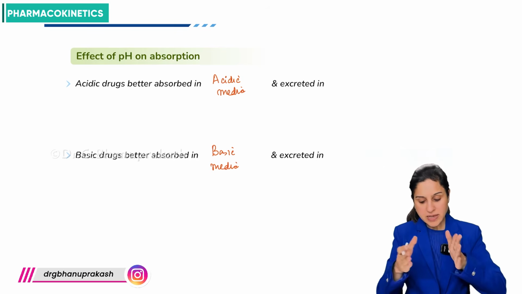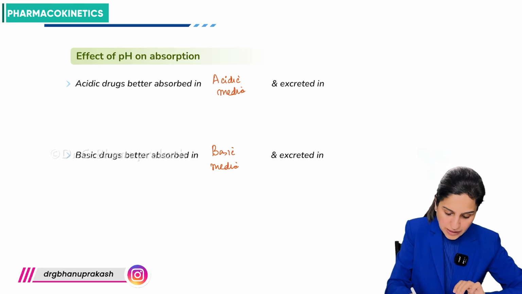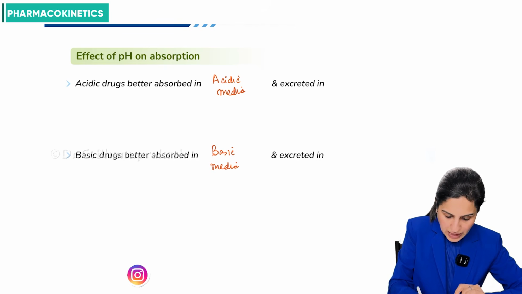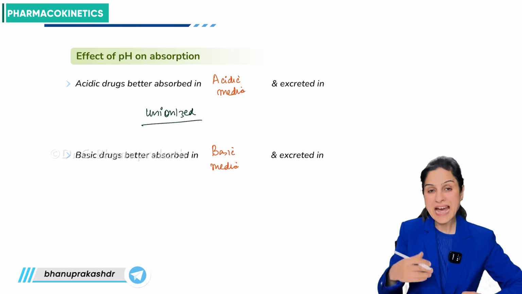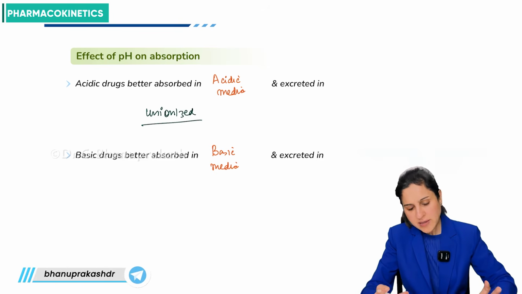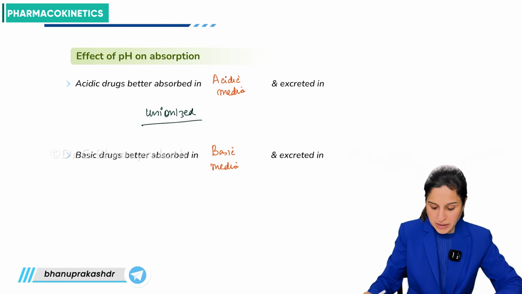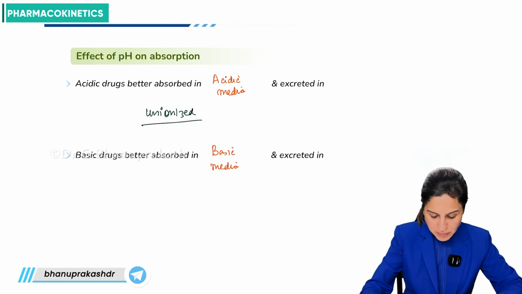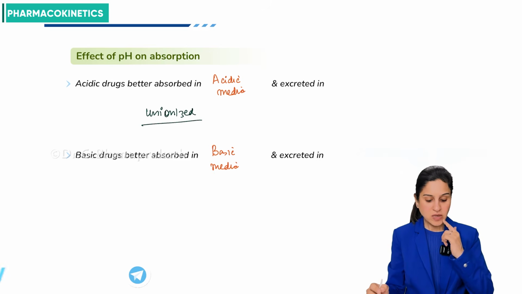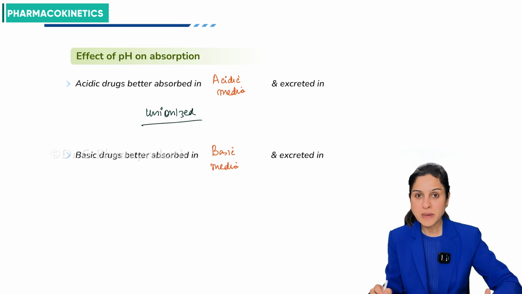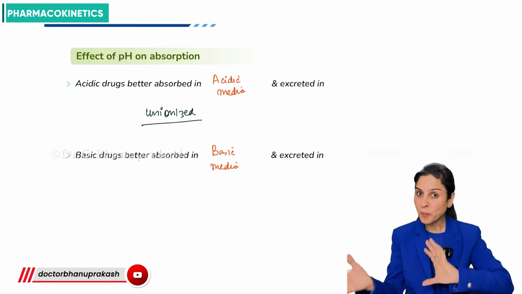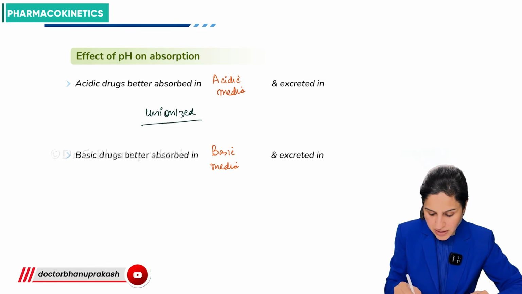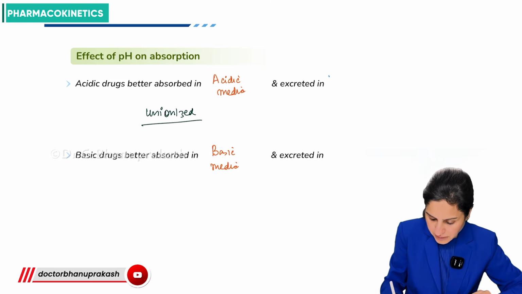Why? Because acidic drugs in acidic medium always remain unionized, right? And the unionized, lipid soluble fraction is always better absorbed. Now coming to the excretion part. What happens in excretion? Because they are better absorbed in the same medium, they will be excreted out, remember, in the opposite medium. So acidic drugs are excreted in the basic media.